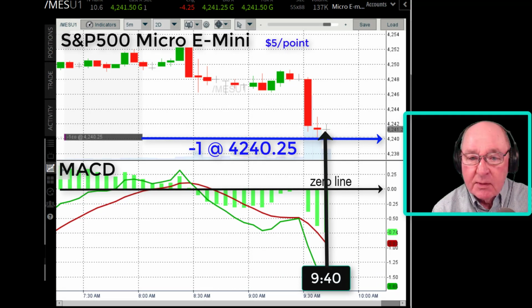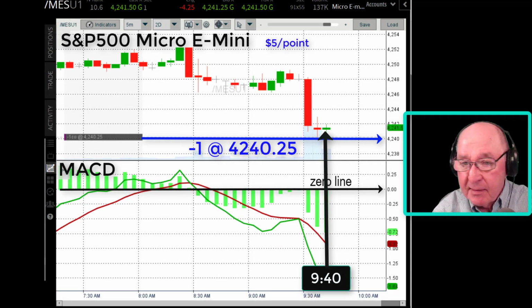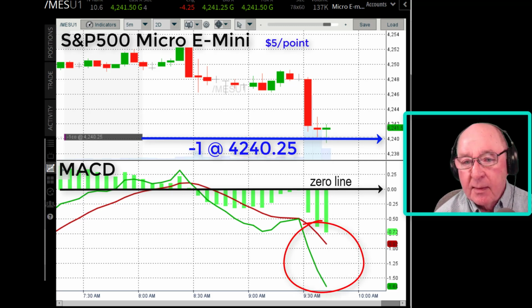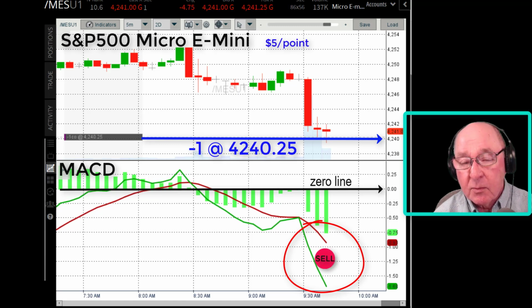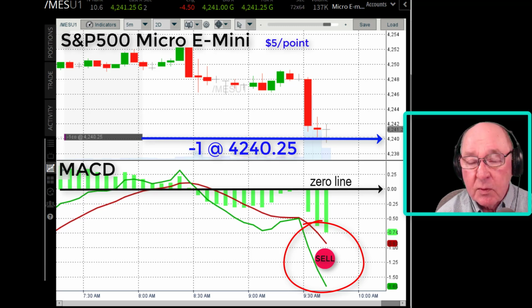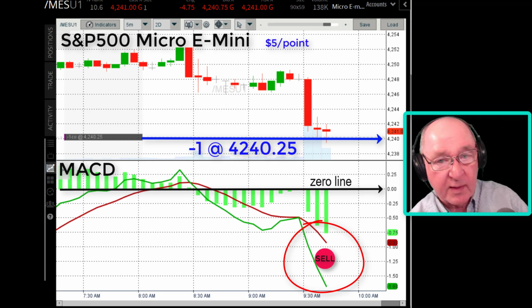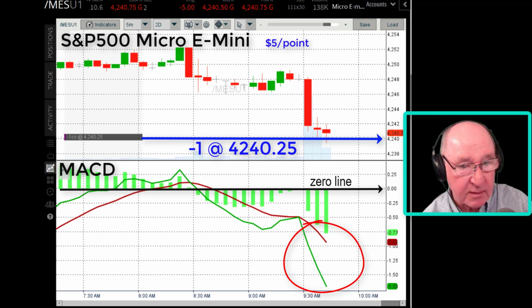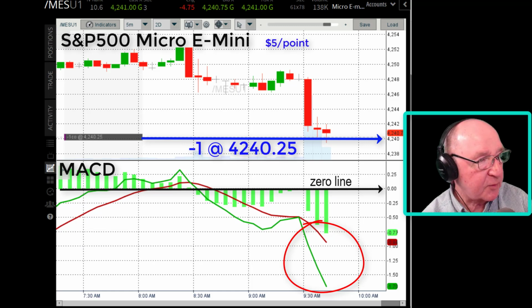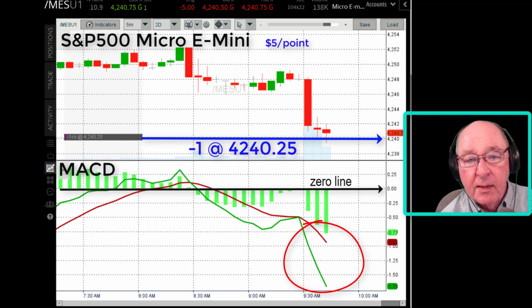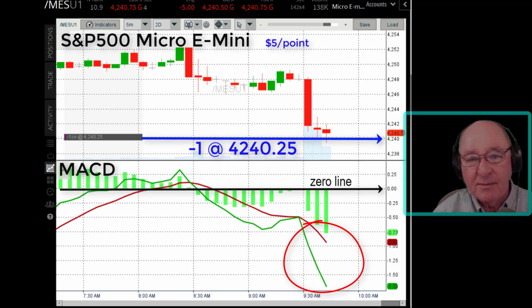And because you can see down the MACD pane on the bottom, the green line well below the red line, and fast, it took off in the market. You don't see it on the screen right now, but all four of the Micro Eminis were down at the same time that I entered this trade. And I shorted one S&P 500 contract, Micro Emini, of course, $5 a point. I shorted it at 42.40 and a quarter. And so that's where this trade started.